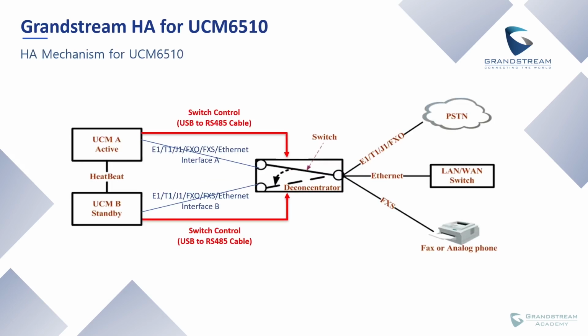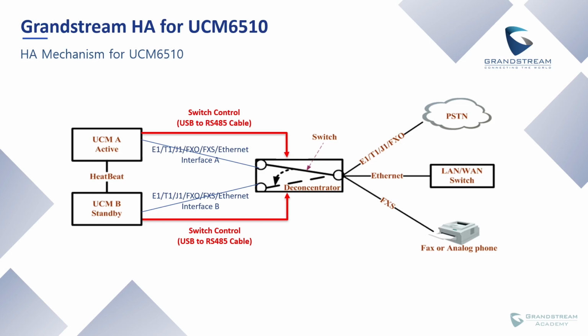HA100 separates the external ports into the corresponding internal ports A and B only when a UCM 6510 device is connected at any given time. When the two UCM 6510 units connect to an HA100 via port A and port B, the primary UCM 6510 will use the external ports on HA100 for data transmission.